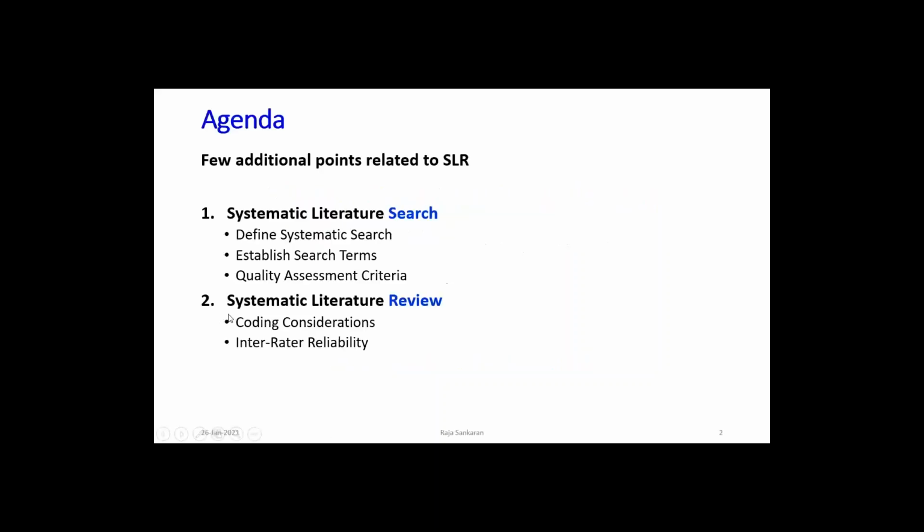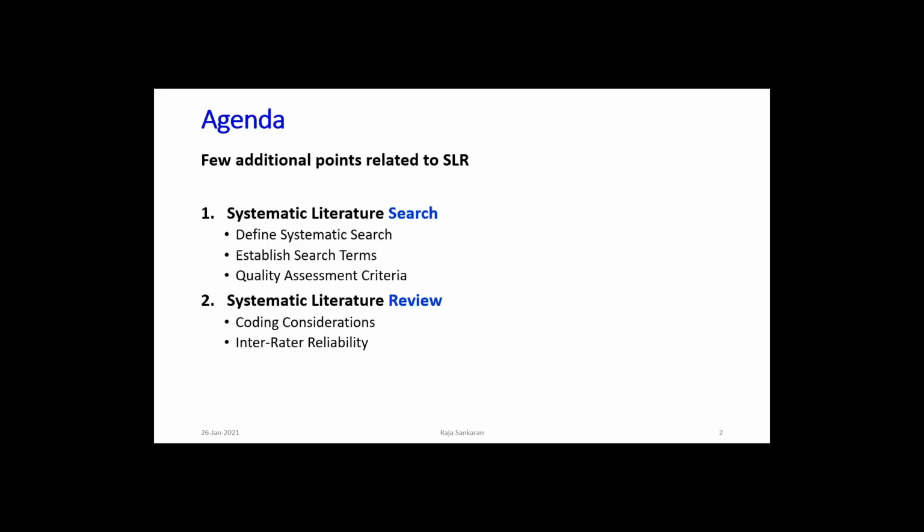The agenda that I will be covering as part of the additional topics would be related to SLR search and review. In search, I'll be looking into what is a systematic search, though we have looked into various aspects associated with it. I will quickly look into some of the keywords and how we make use of an intelligent search. How do we establish the search terms, the different criteria and conditions when we are doing a search?